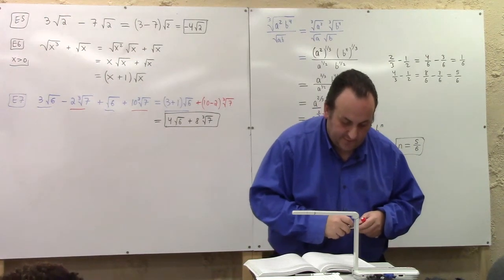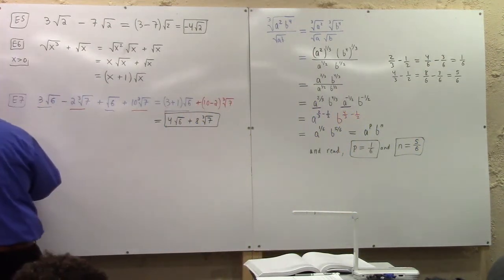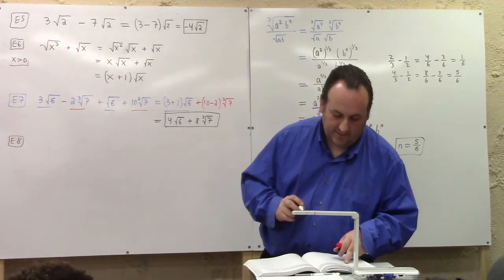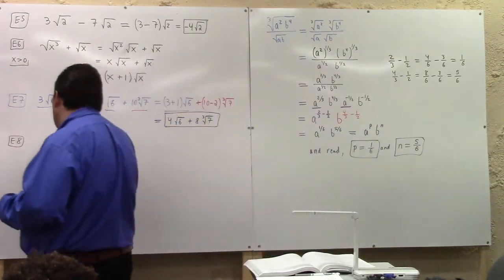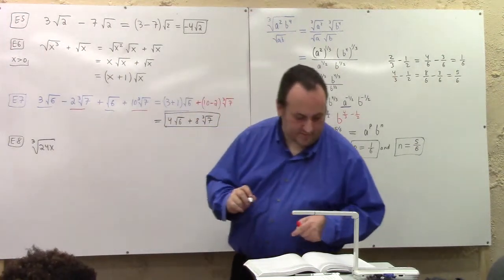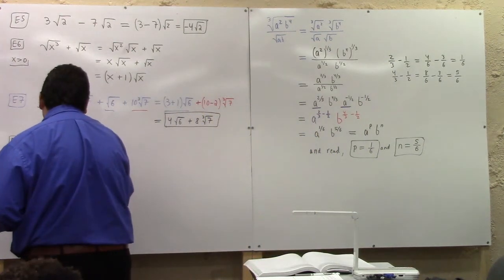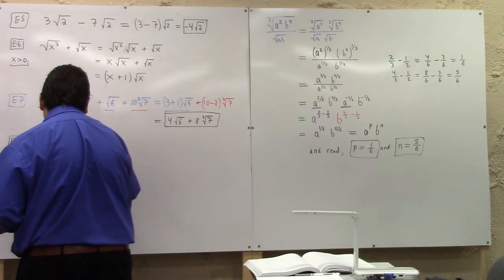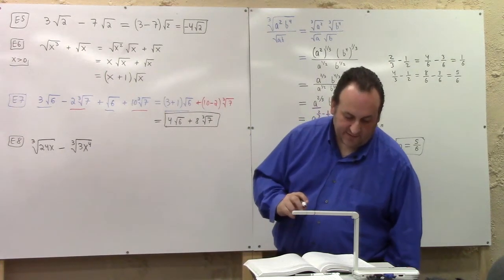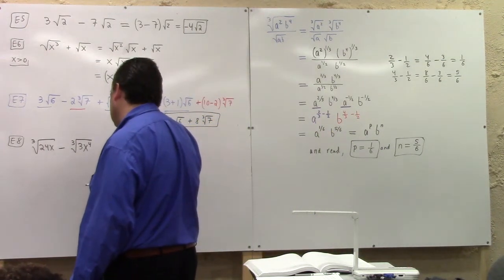This is number 23 from section 6.4, which I will call example 8. So here we go. We've got the cube root of 24x minus the cube root of 3x to the 4th power. And we're supposed to try to factor something out of this, basically. So let's see here.